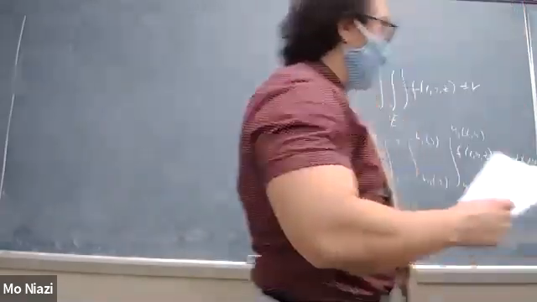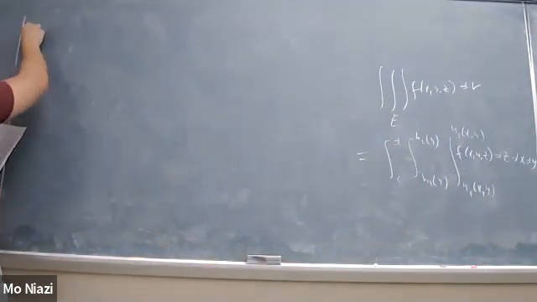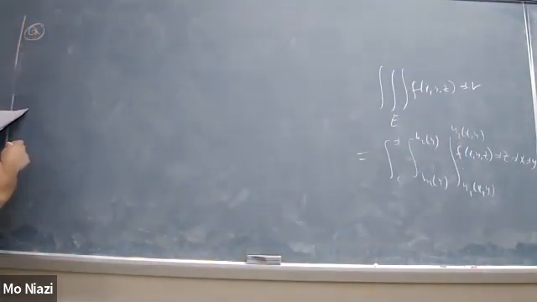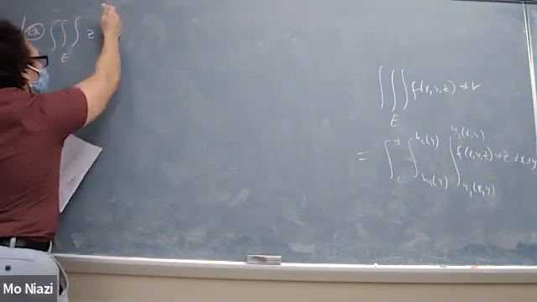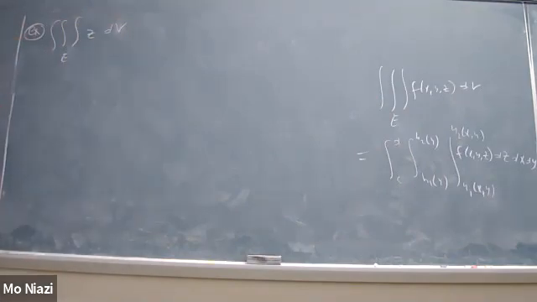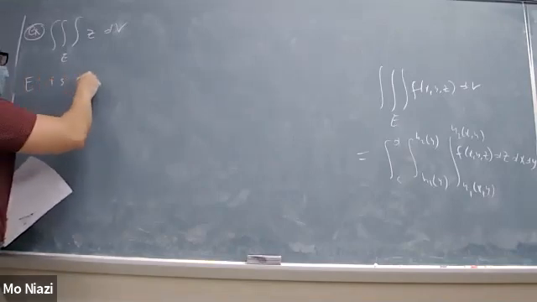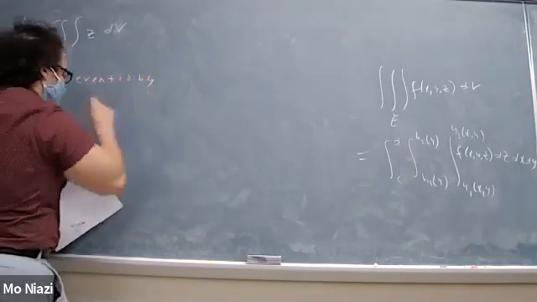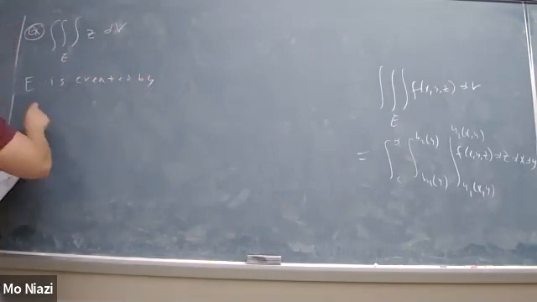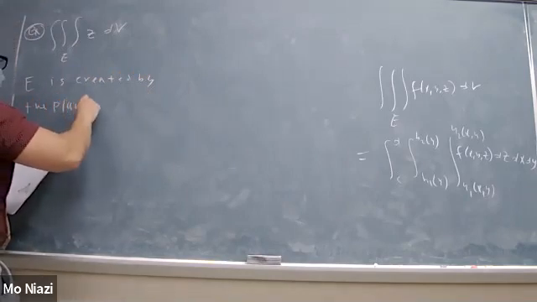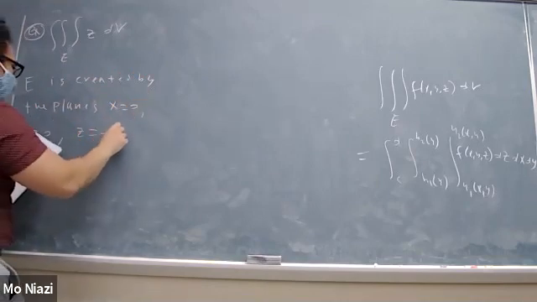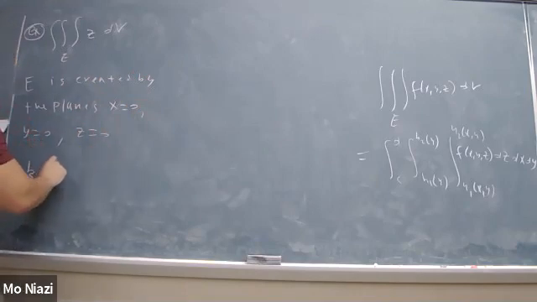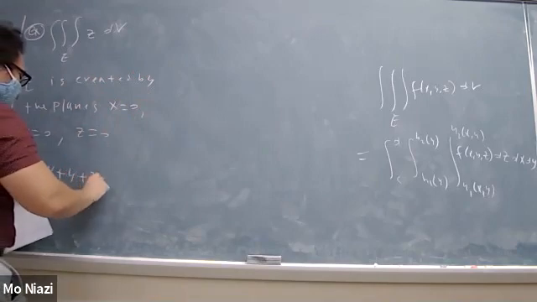Okay, let's do an example. What if we want to know the value of this triple integral? And we haven't defined this region E yet. Let's say E is created by planes x equals 0, y equals 0, z equals 0, and one last condition, x plus y plus z is equal to 1.